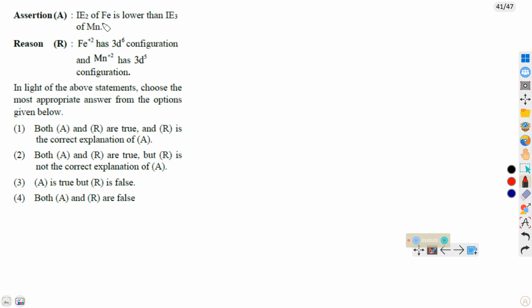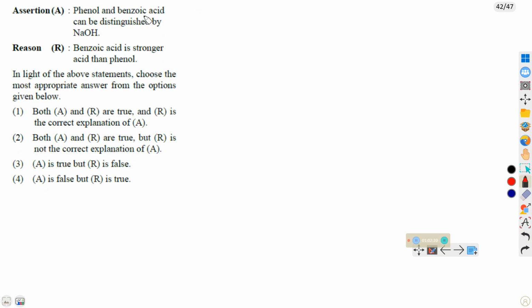IE2 of iron is lower than IE3 of manganese. Correct. Fe2 plus has 3d6 configuration. Mn2 plus has 3d5 configuration. Both A and R are true, and R is the correct explanation of A.